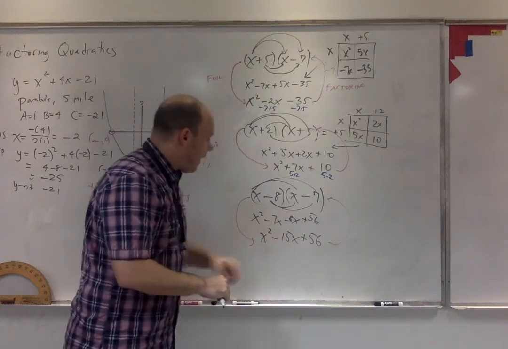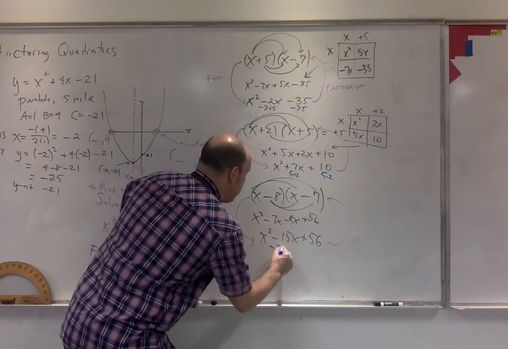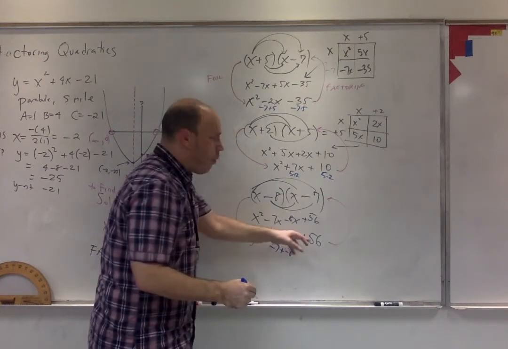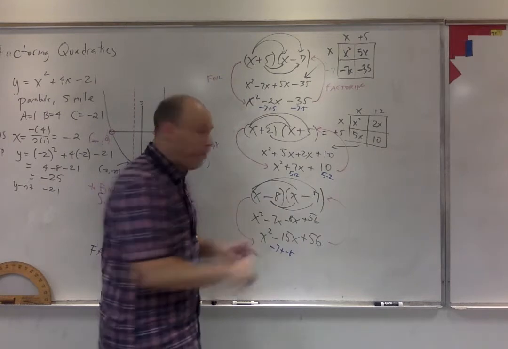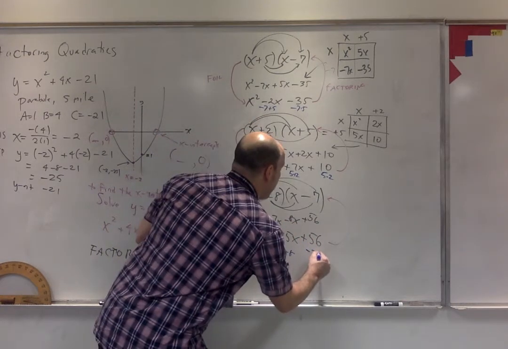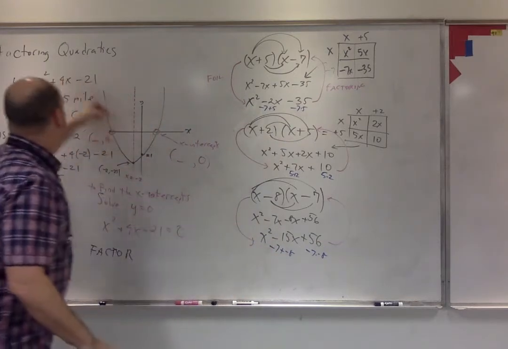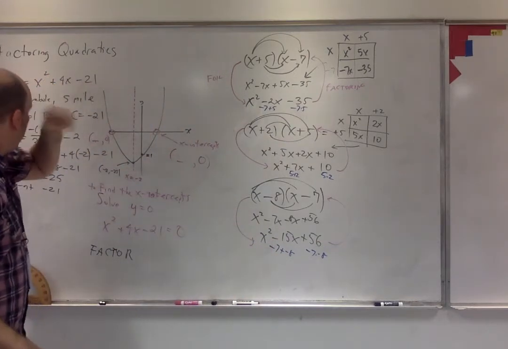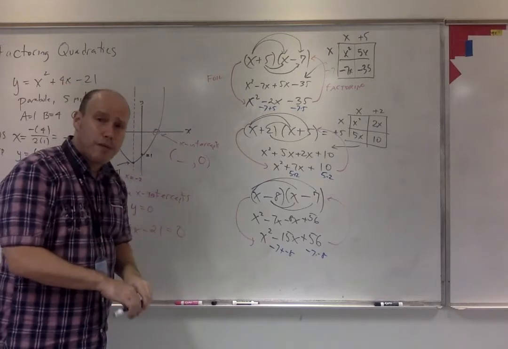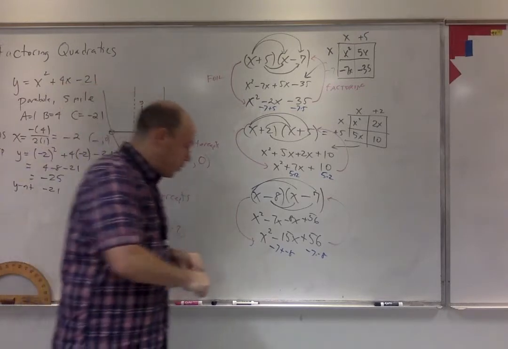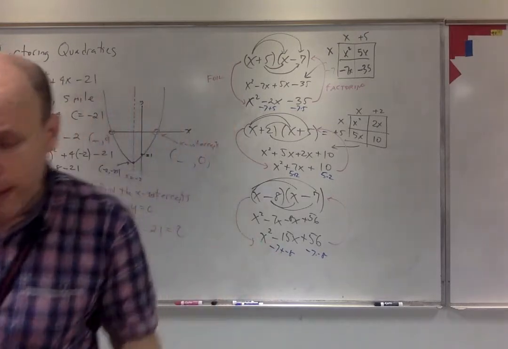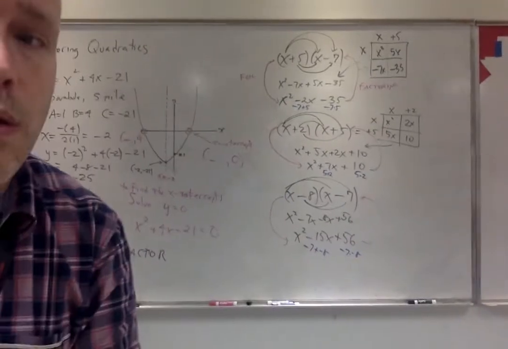What about that 15? Oh, well, that was negative 7 plus negative 8. But where did the positive 56 come from? Oh, negative 7 times negative 8. Not a coincidence. So, we want to look at this quadratic again, but I'm going to start with positive numbers. I'm going to teach you how to factor quadratics.